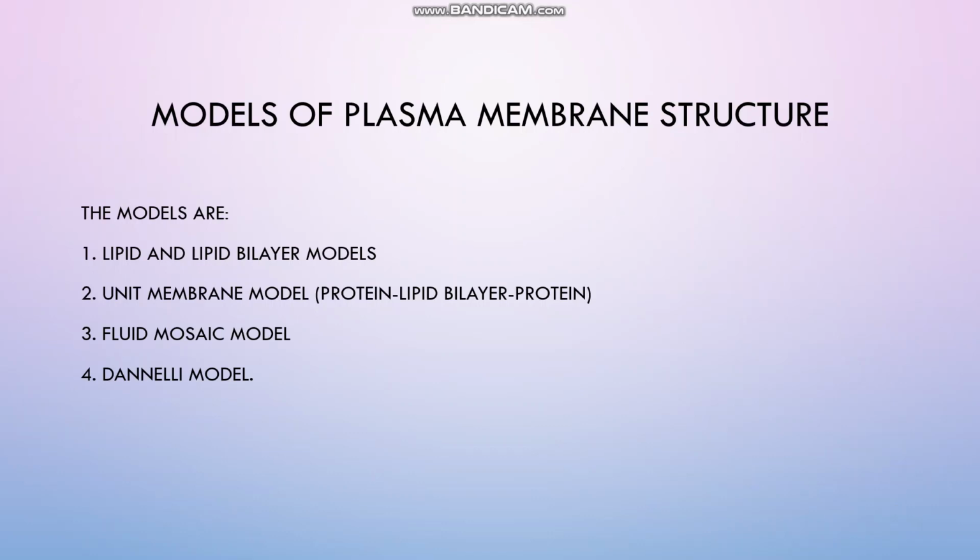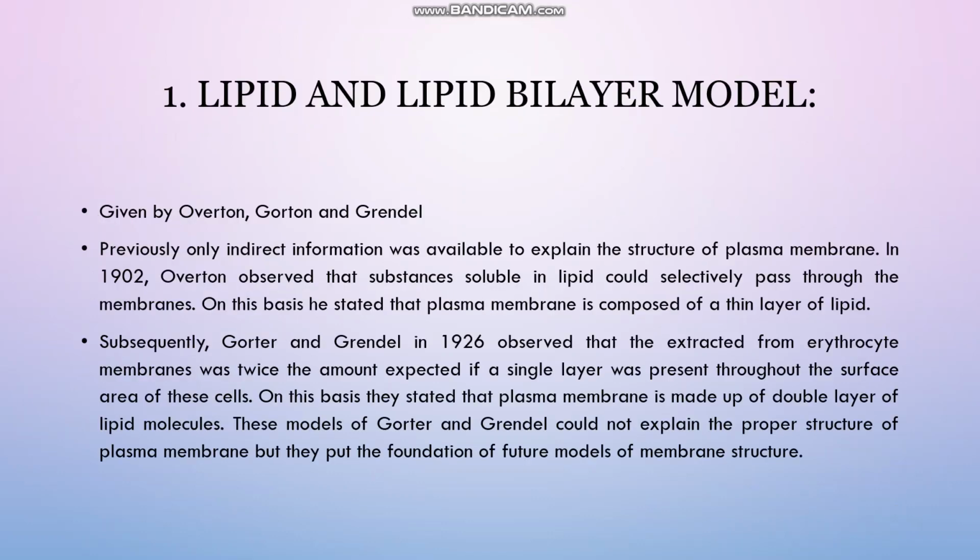So there are various models which describe the structure of the plasma membrane. These are the lipid and lipid bilayer model, unit membrane model, fluid mosaic model, and Daniell model. According to the lipid and lipid bilayer model, there is indirect information which explains the structure of the plasma membrane. In 1902, Overton observed that substances soluble in lipid could selectively pass through the membranes. On this basis, he stated that the plasma membrane is composed of a thin layer of lipids.